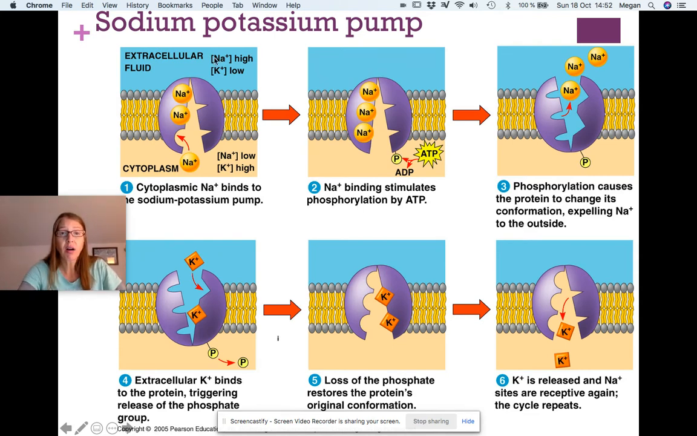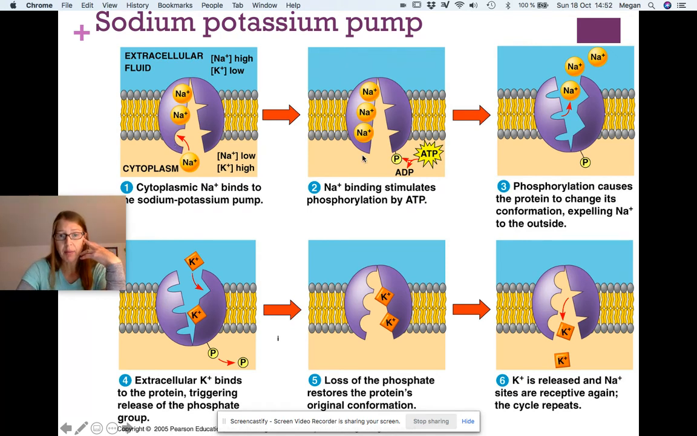So sodiums are high outside and low inside, but we're going to move them from low to high. And the potassiums are low outside and high inside, and we're going to move them from low to high. Okay? So sodiums are going to go out, potassiums are going to go in. When the sodium-potassium pump is at rest, it's open to the inside of the cell. And you can see the shape that it has here. It's perfect to fit 3 sodium ions. And the sodium ions, through kinetic molecular motion, will end up binding to this protein.